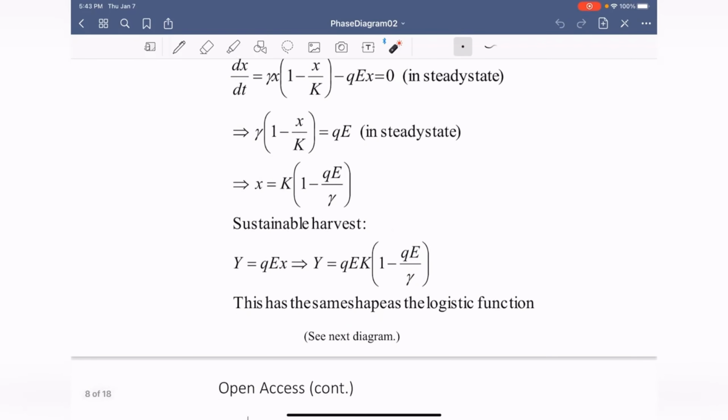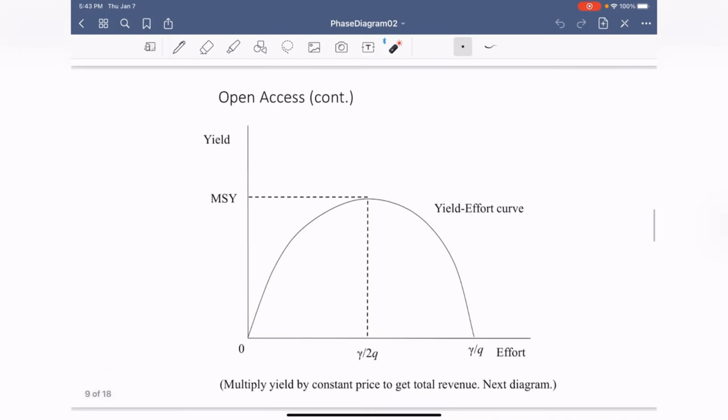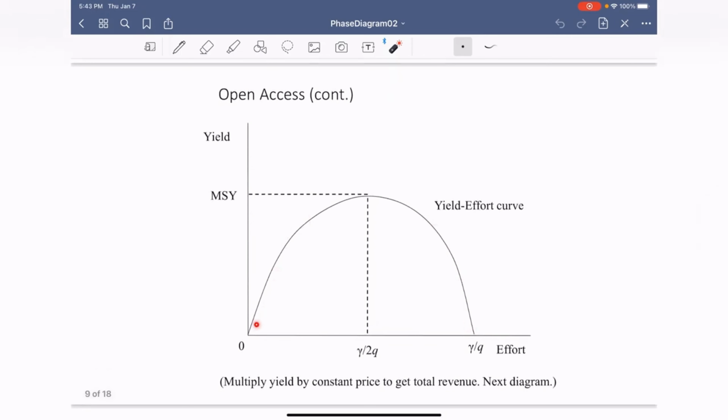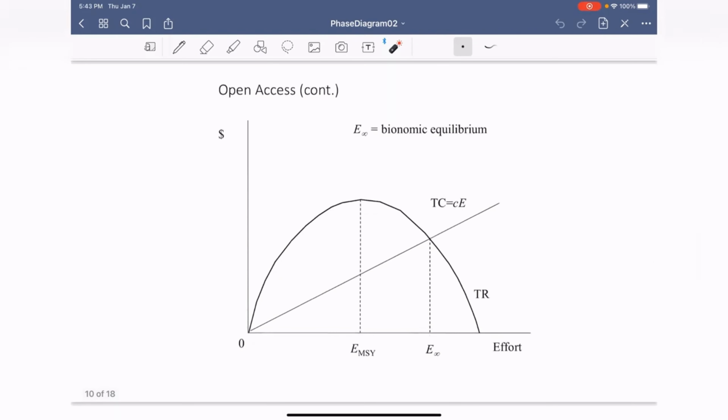This has the same shape as the logistics function, as we show in this next diagram. Here's the yield-effort curve, and we multiply it by a particular price, and then we get the total revenue curve. So this becomes the total revenue curve as soon as we multiply this by a fixed price. And we do that here, and we find the bionomic equilibrium, which is E infinity, where basically total cost is equal to total revenue.